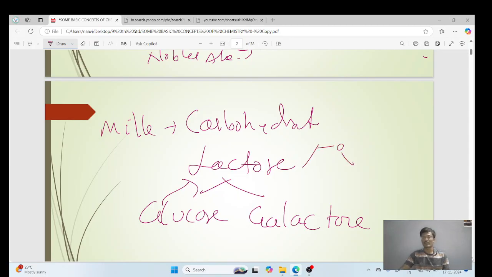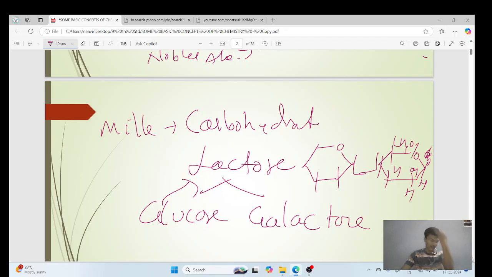Okay, so this is the structure of lactose. Hydrogen, hydroxyl group, hydrogen, hydroxyl group, hydrogen, H, CH3OH, like that. Here this is the composition of lactose. This part is called glucose, and this is called galactose.